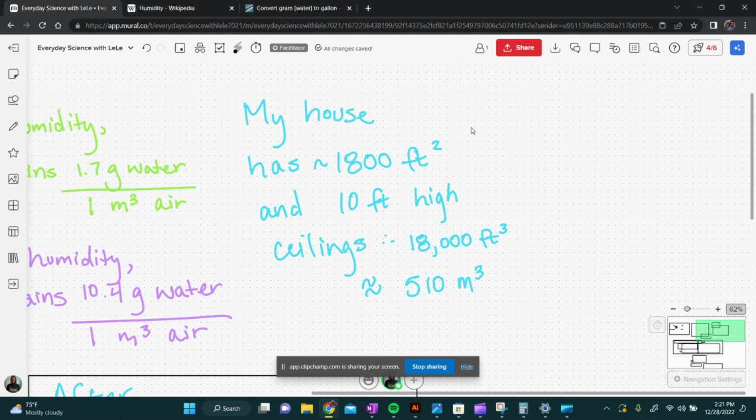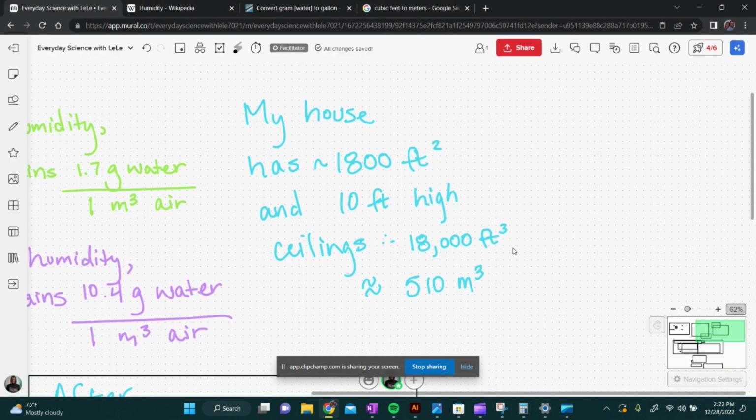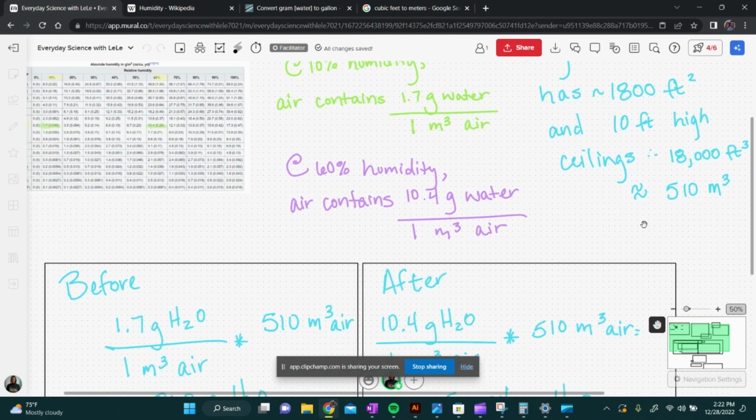My house has approximately 1,800 square feet, and the ceilings are approximately 10 feet high. Total volume of air is approximately 18,000 cubic feet. Based off of a quick Google search, I have about 510 cubic meters of air. Now I'm ready to start doing some calculations.